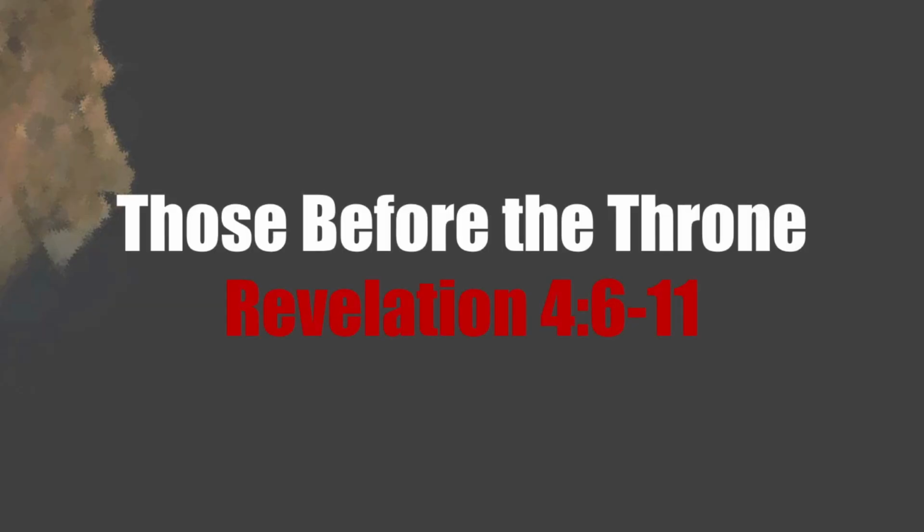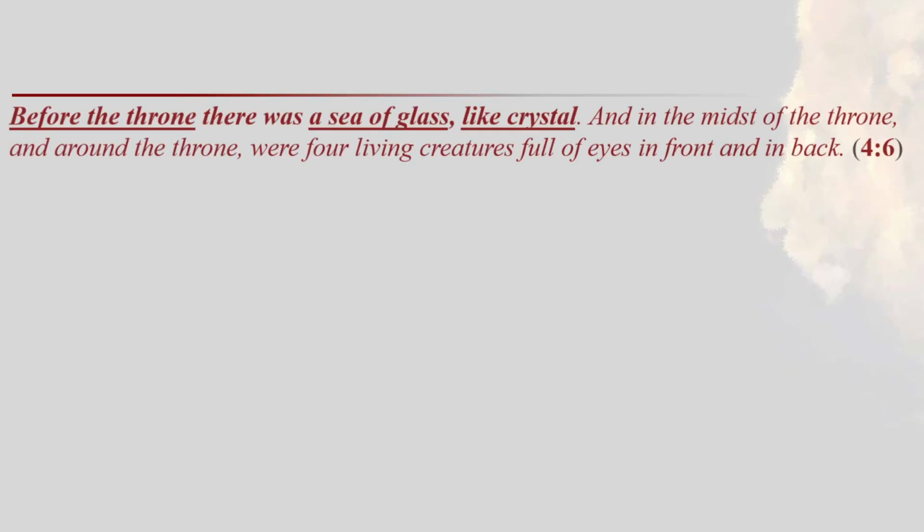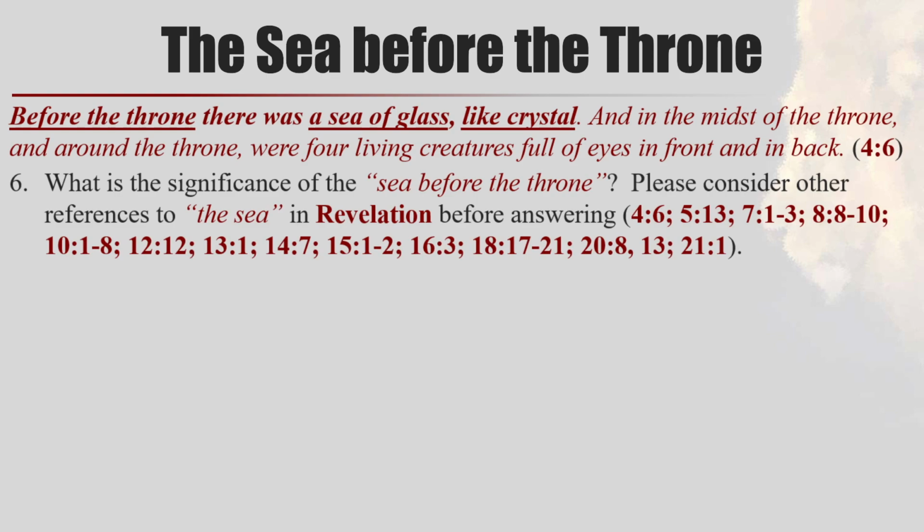All right. So let's go on and look at the other who are described as being before the throne. So we're told before the throne there was a sea of glass like crystal, and in the midst of the throne and around the throne were 4 living creatures full of eyes in front and back. All right, so let's talk about the sea of glass first. So what do you think is the significance of the sea before the throne? And there are multiple references to it throughout Revelation as well as the Bible.